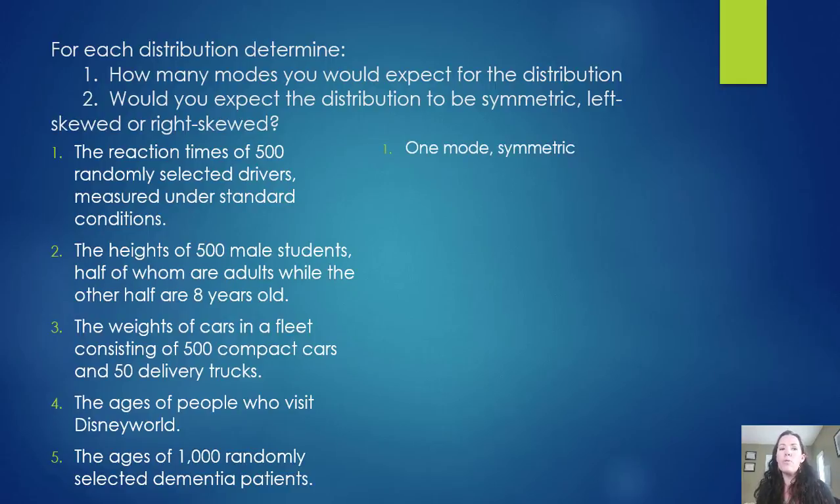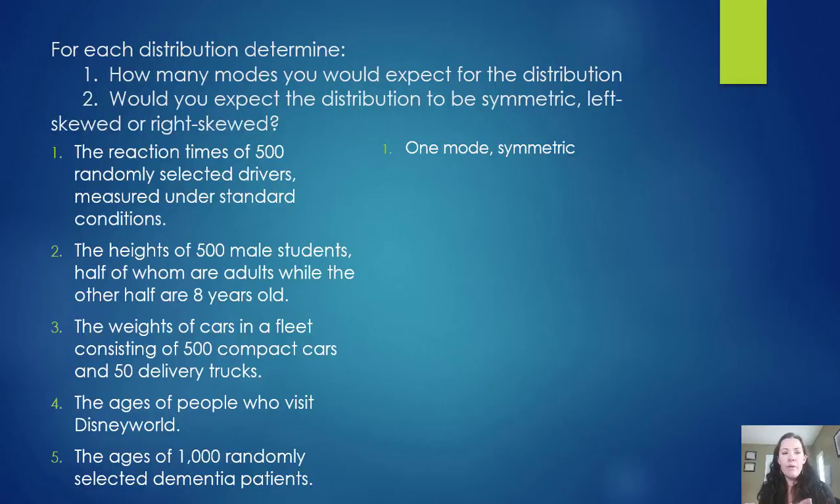And I would have one mode, because for the most part your reactions are going to be right in the middle, but you're going to have some people that take forever to react, which would go to the right, and some people that take no time to react will make it go to the left. But for the most part it's going to be symmetric. You're going to have a mode in the middle.